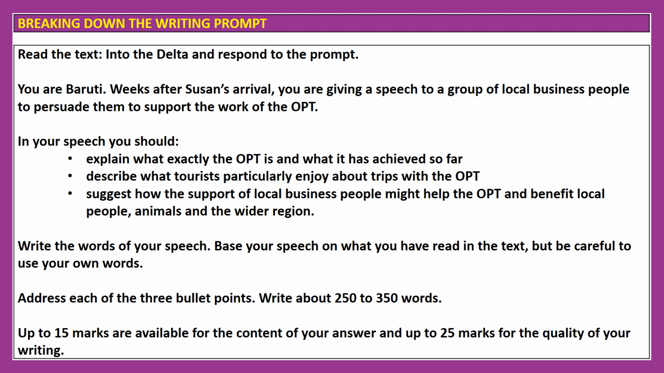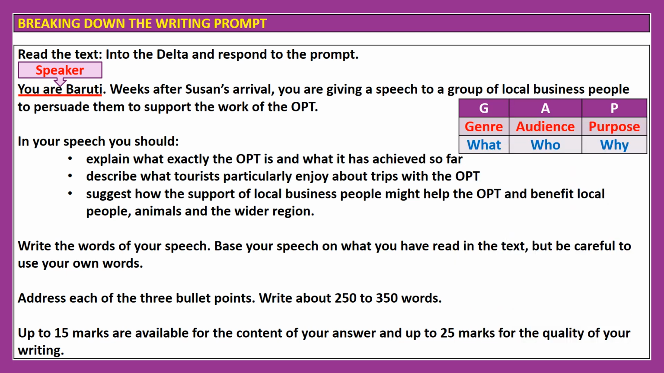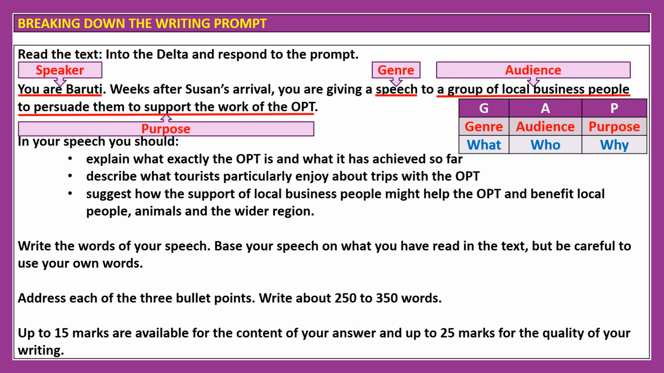It's important to break down the writing prompt by carefully reading the task and identifying the key details. First, identify the speaker. You are writing the speech as Baruti from the text. Next, a helpful approach is conducting a gap analysis or considering the three W's. What type of writing are you being asked to create? In this case, it's a speech. Who is your audience? You are writing to a group of business people. Why are you writing? The purpose is to persuade business people to support the work of the OPT.